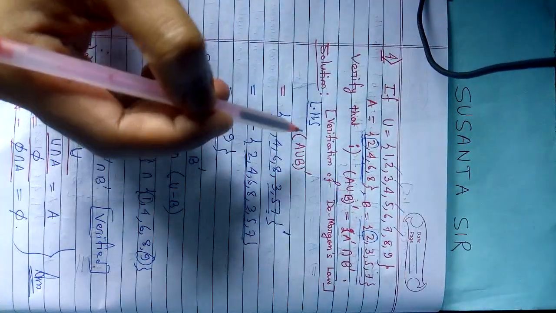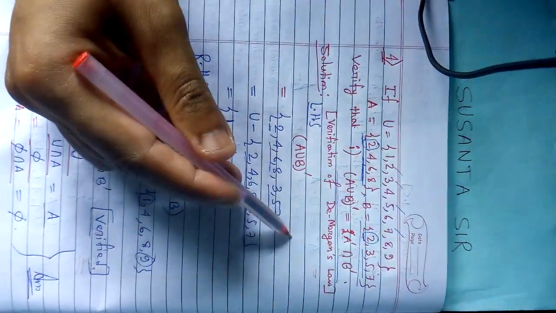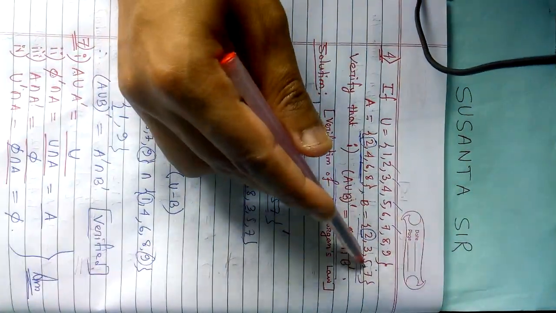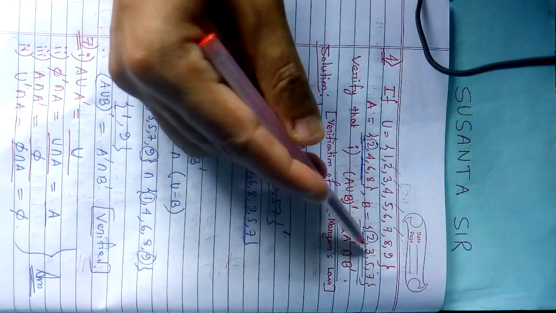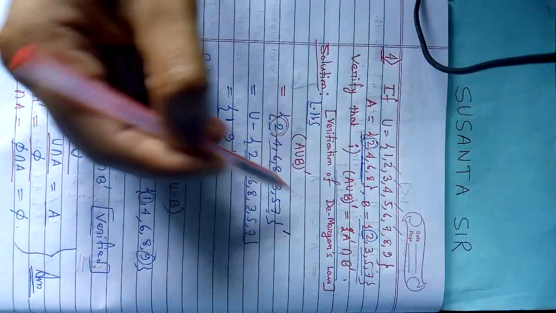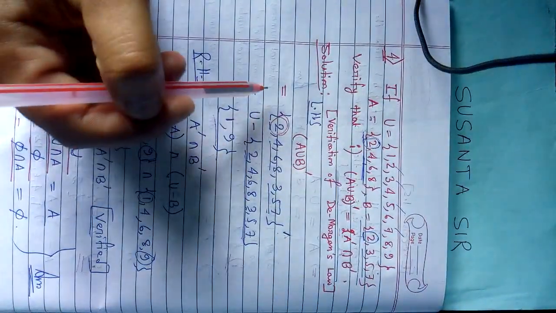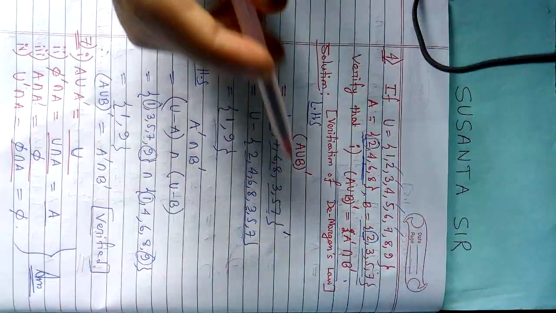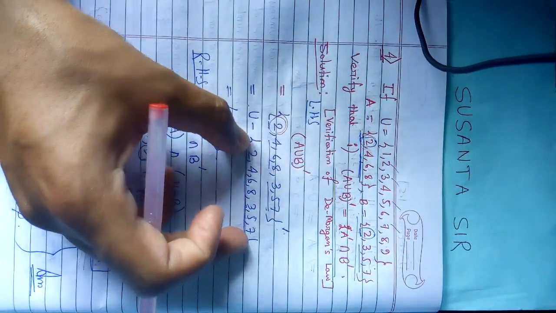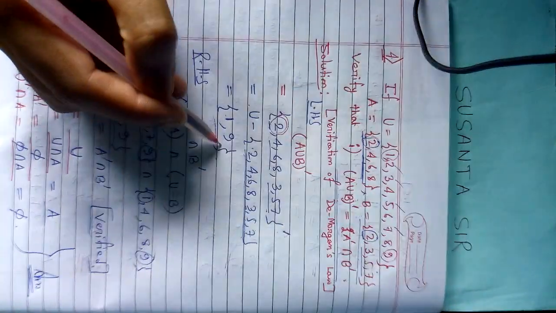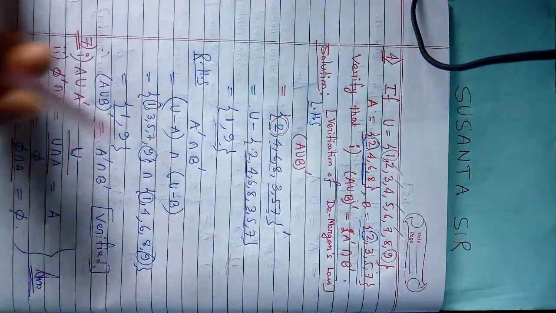First we have to do the left hand side. A union B dash. Dash keep it outside, no problem. A union B: A is {2, 4, 6, 8} and B is {2, 3, 5, 7}. Union means first you take the common element once, then the remaining elements 4, 6, 8, 3, 5, 7. Now this set's complement means U minus this set. Remove this many elements from U. What is the remaining? 1 and 9. See, 1 and 9 is the complement of A union B.